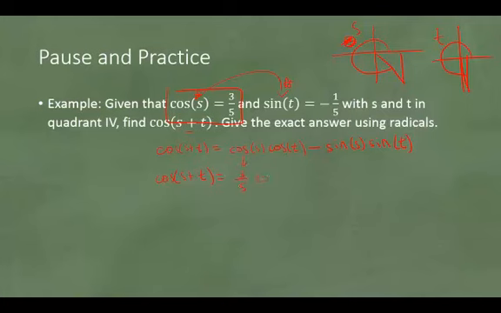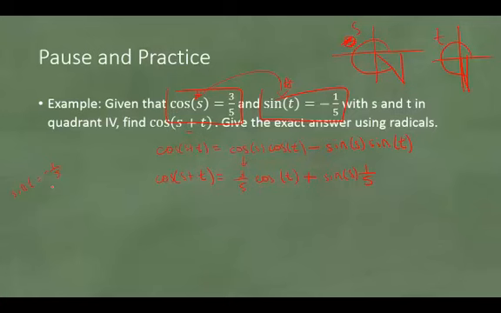We're not given cosine T anywhere. Minus sine of S. We're not given sine S. But we know sine T is equal to -1/5. So this should be plus 1/5 because of that negative sign. And all we have to do is find cosine T. So to find cosine T, we're going to take sine T. Sine T is -1/5.